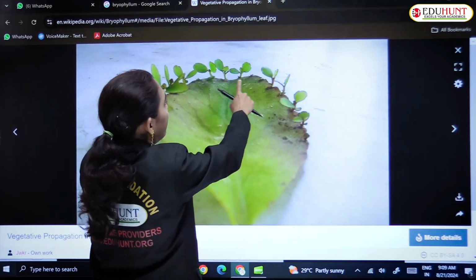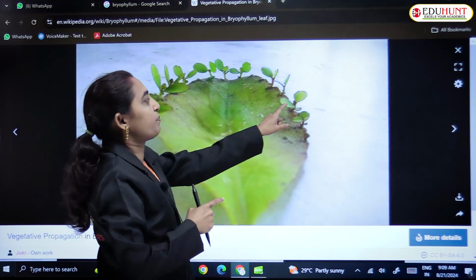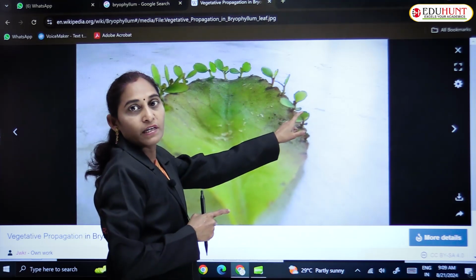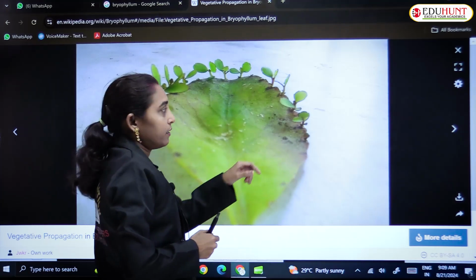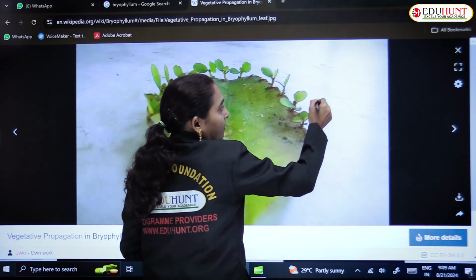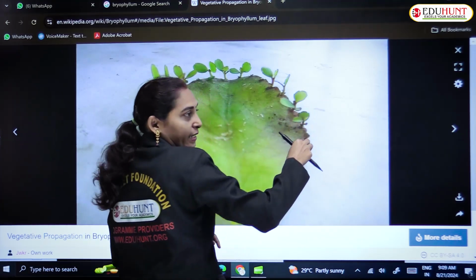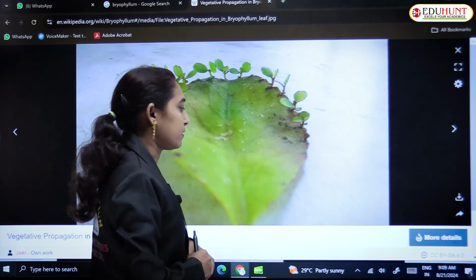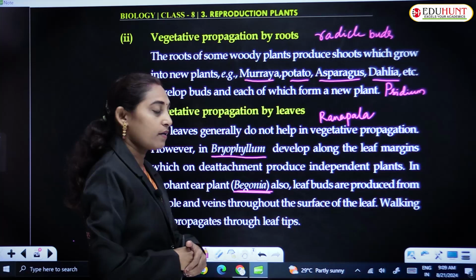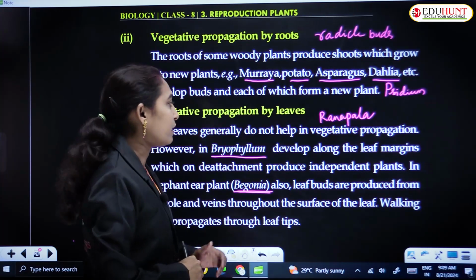it is the leaf actually. This leaf is bearing epiphyllous buds on its surface, that is, the edge. If we separate the bud and place it on soil, it will give rise to a new plant. This is an example of plant propagation through leaves.